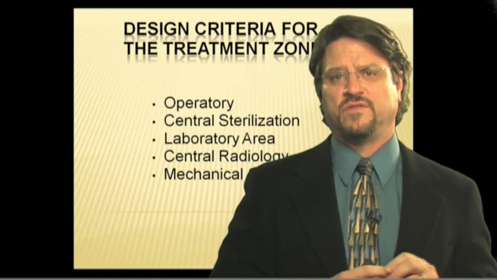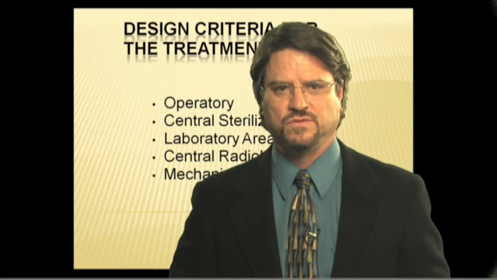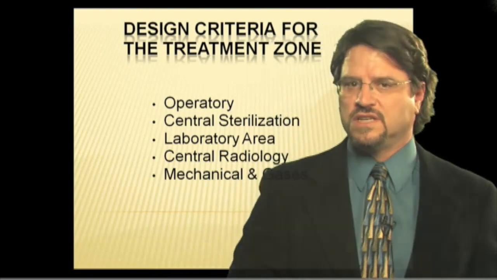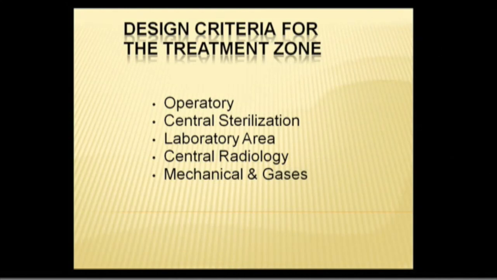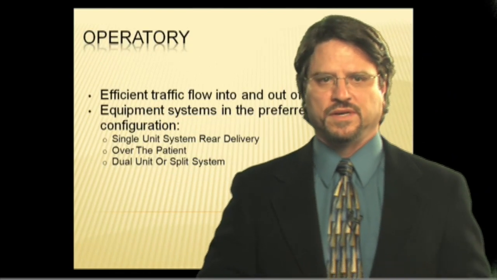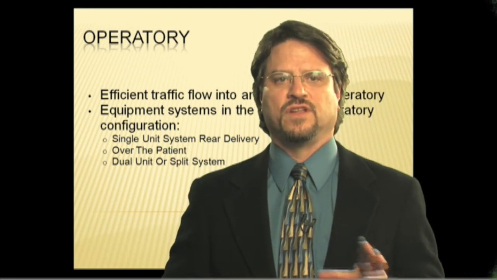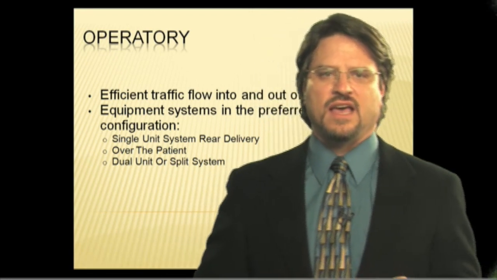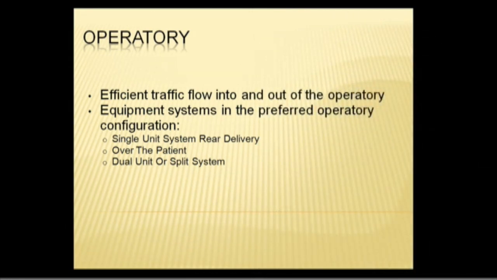In this next section, I'll review the design criteria for the treatment zone, which includes operatory design, central sterilization, laboratory area, central radiology, mechanical, and gases. For the operatory, you need to have efficient traffic flow in and out, and you need to have treatment systems in the preferred configuration. On the next slides, I will discuss single unit system rear delivery, over the patient delivery, dual unit, or split system.